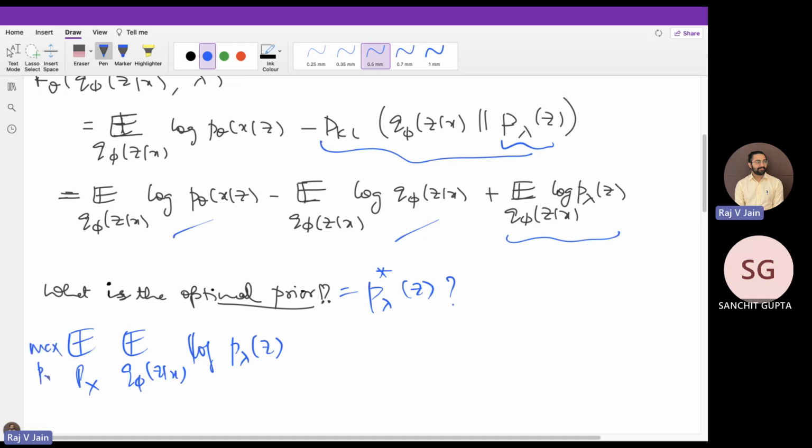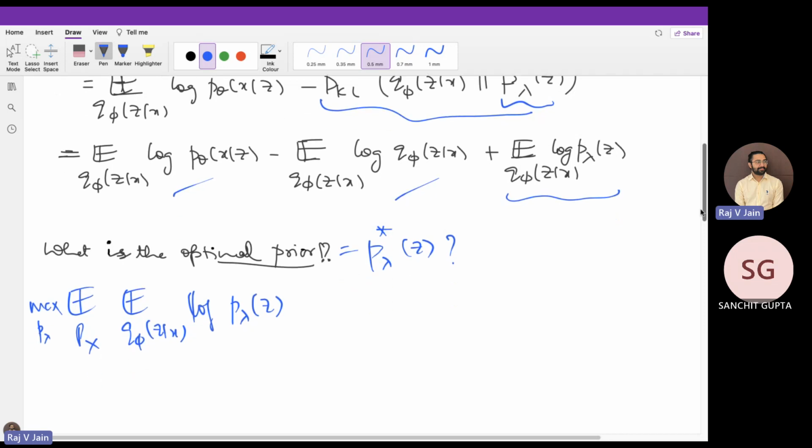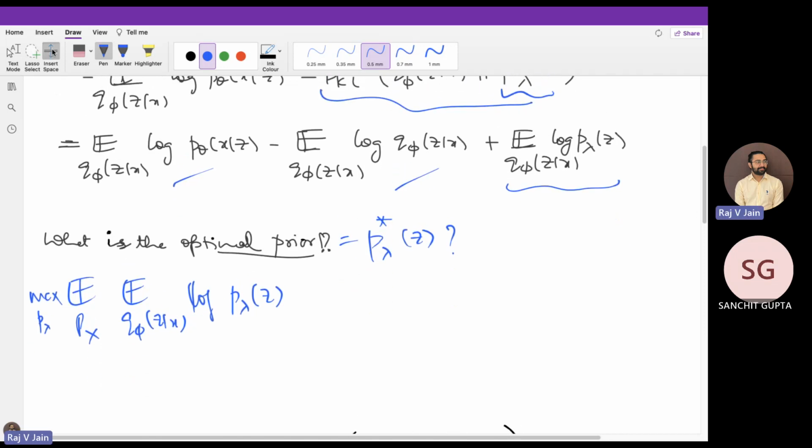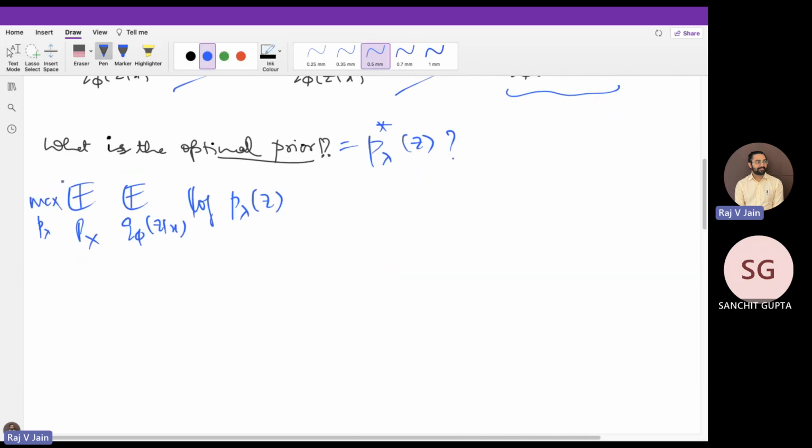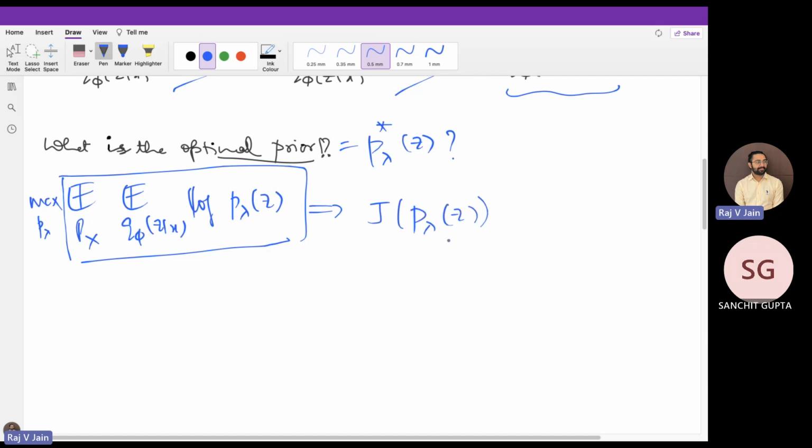So I want to maximize this with respect to P lambda, I want to find the optimal P lambda. If you think about it, what are we trying to do? This is a function of P lambda. Let's say I call it J. P lambda itself is a function, which maps Z space to some positive real number.